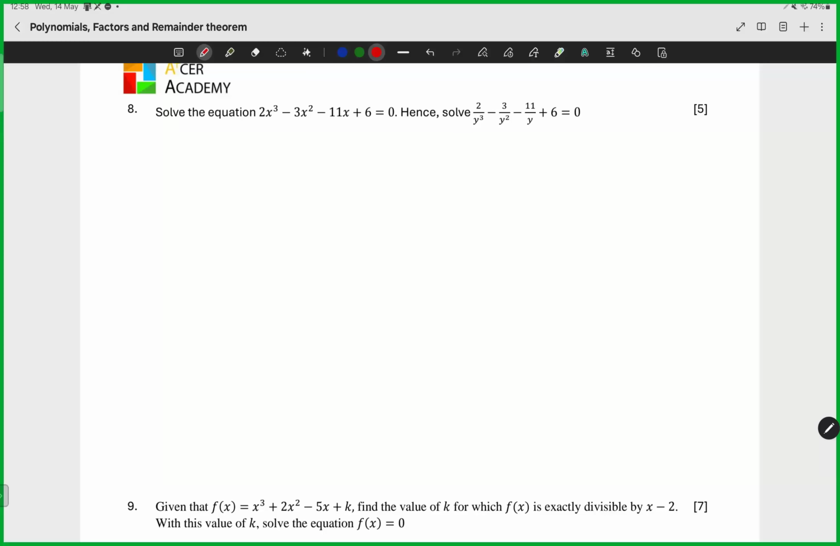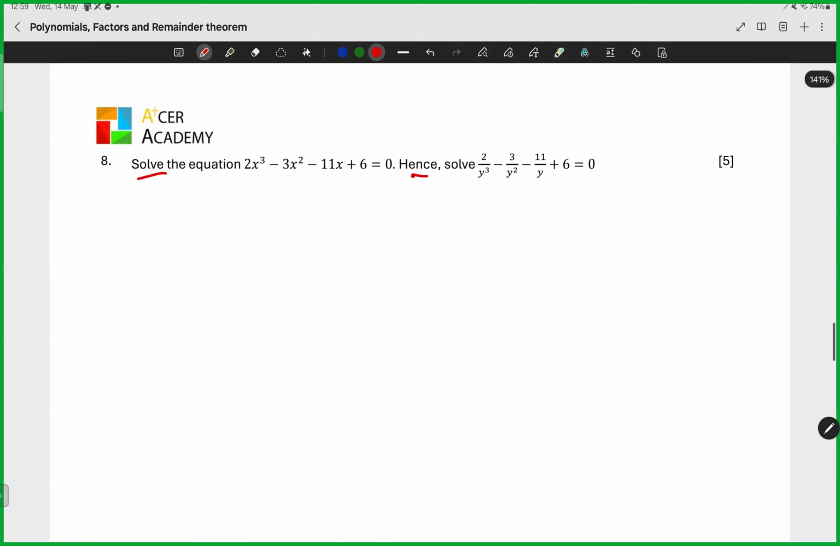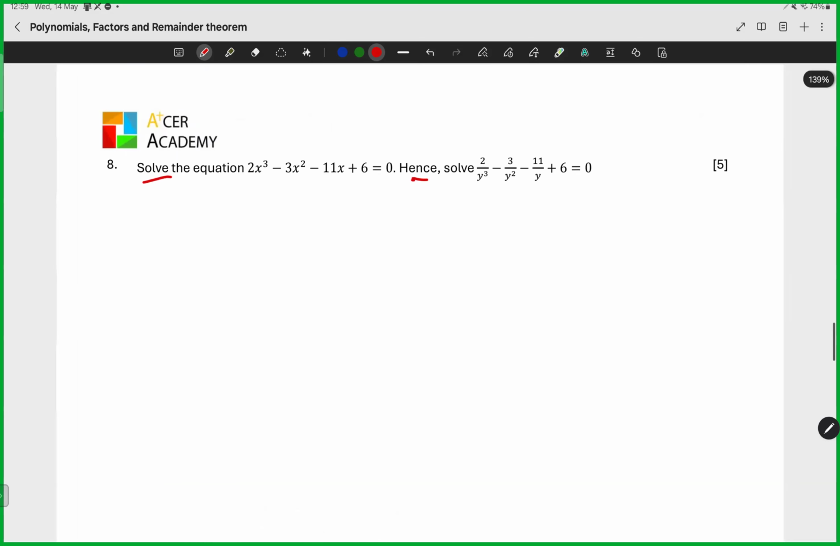Okay, let's look at question 8. Solve the equation 2x cubed minus 3x squared minus 11x plus 6 equals 0. Hence, solve 2 over y cubed minus 3 over y squared minus 11 over y plus 6 equals 0. Okay, so there's a solve, there's a hence. The hence question is to make use of the question that we solved in the first place to help us answer the question.